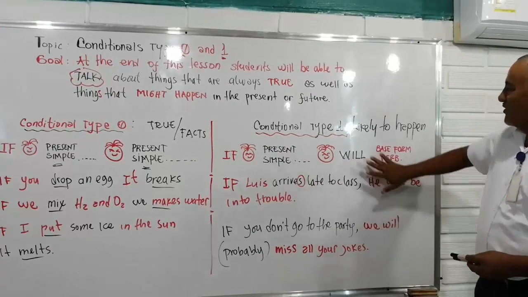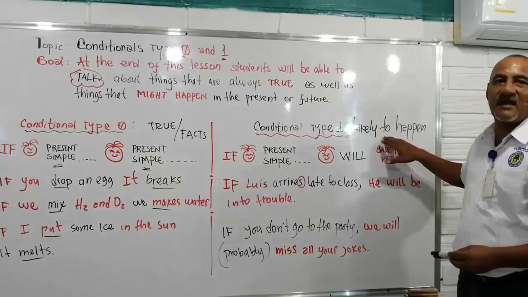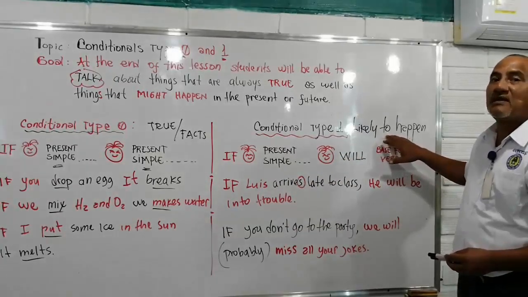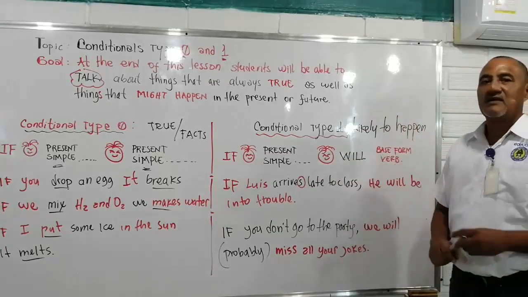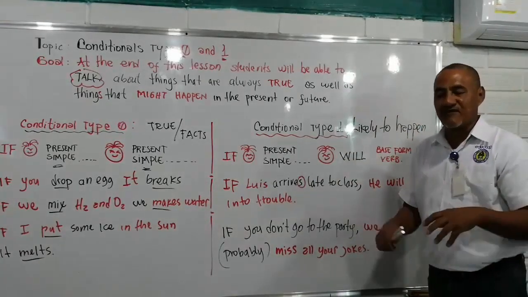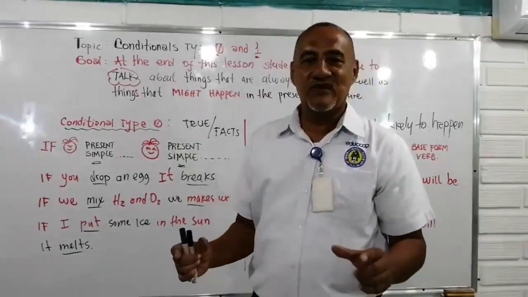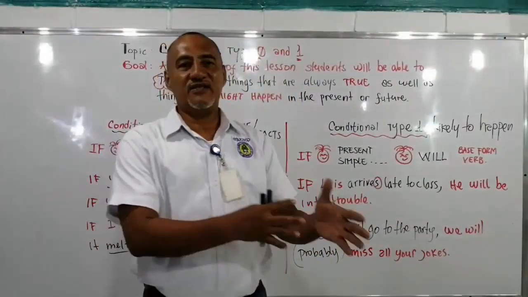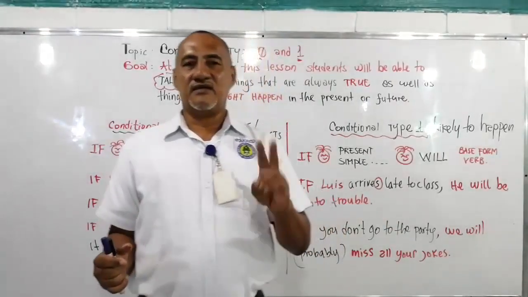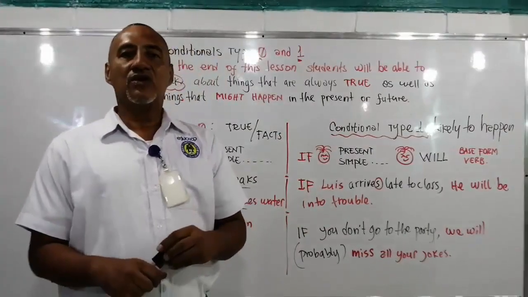With this, we just have set up things that will probably happen. There is a possibility that this situation happens or not, in the present or in the future. My dear students, I expect that with just this brief explanation, you are going to get into the uses of these two important conditionals, conditional 0 and conditional 1.